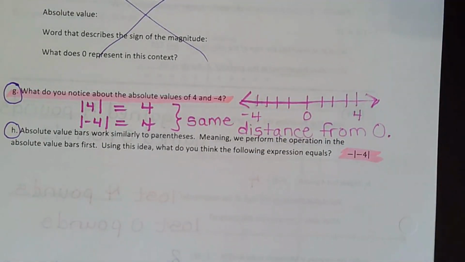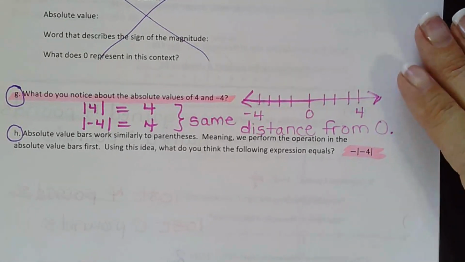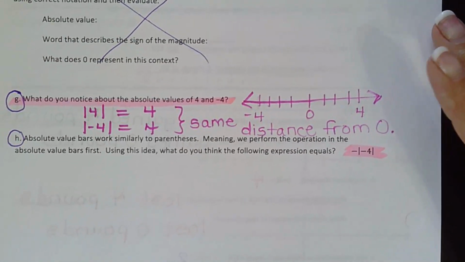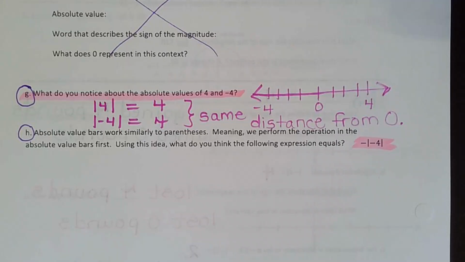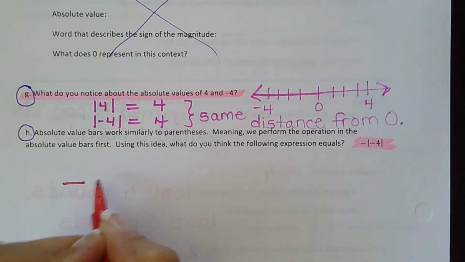Okay, so next we have absolute value bars work similarly to parentheses. That means do me first. Remember, please excuse my dear Aunt Sally always says parentheses come first. So we always do what's in absolute value bars first, just like parentheses. Using this idea, what do you think of the following expression?